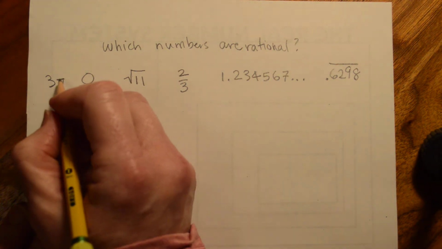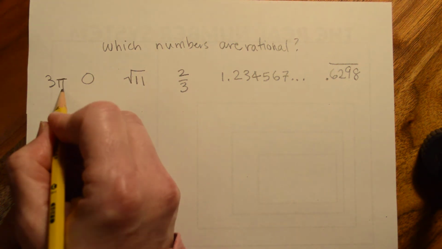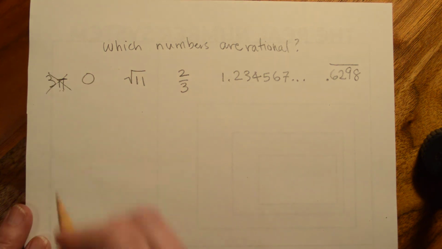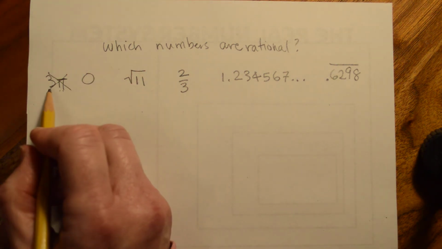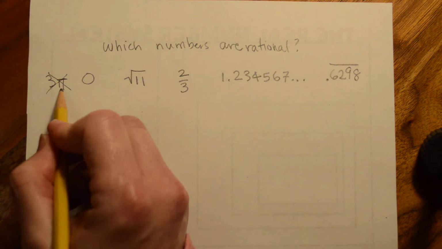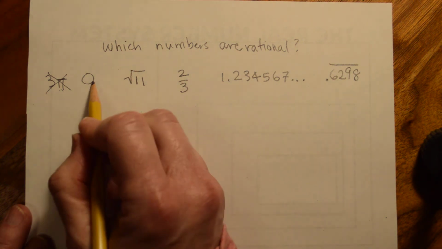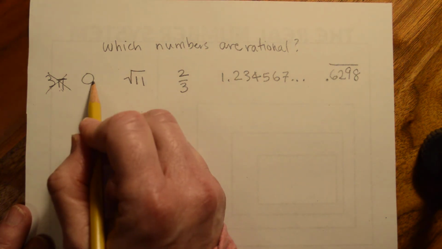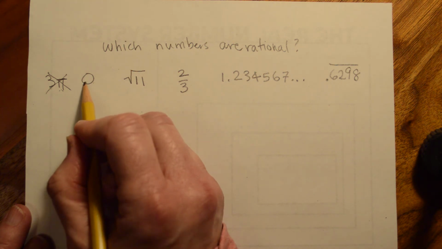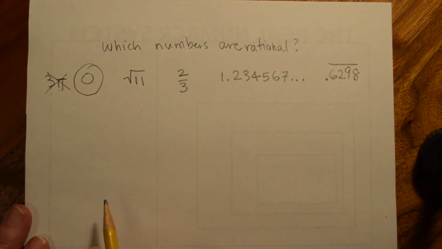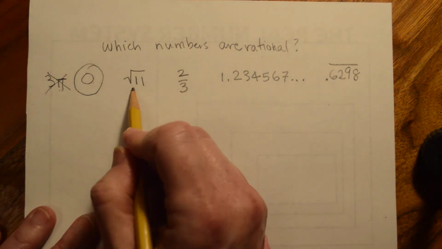Okay, so this contains a pi. Pi is irrational. 3 times an irrational number is just going to give you another irrational number. So this is not rational right here. There is no rational number that we can multiply by an irrational to make it become rational. It just doesn't work. All right, 0, that is a rational number. It's actually a whole number. Whole number is the first set that it occurs in, and since whole number is contained in the rational, this is a rational number. Square root of 11 is irrational.